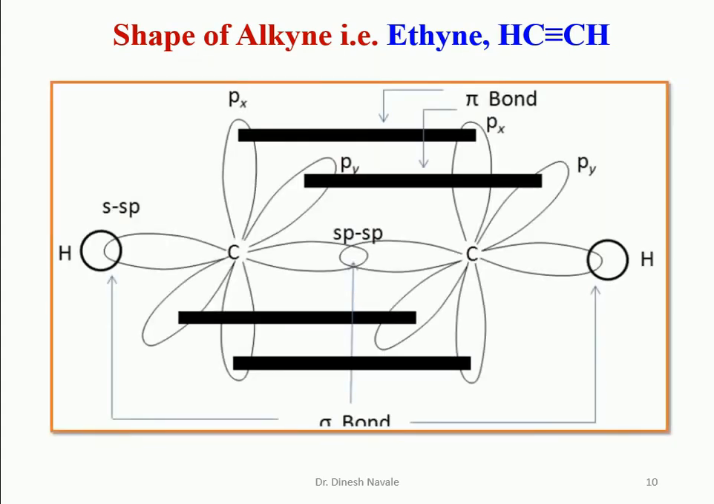We can easily observe that the carbon-hydrogen sigma bond is formed by the sp of carbon and the s orbital of the hydrogen atom on both sides, whereas the pi bonds are formed by the py and py orbitals as well as the pz and pz orbitals. And the carbon-carbon sigma bond is formed by the sp of one carbon atom and the sp of the other carbon.